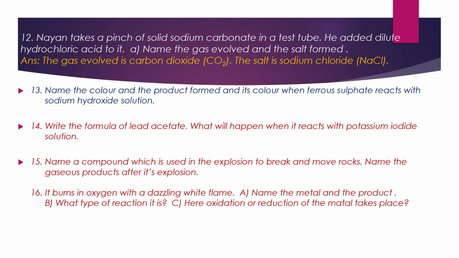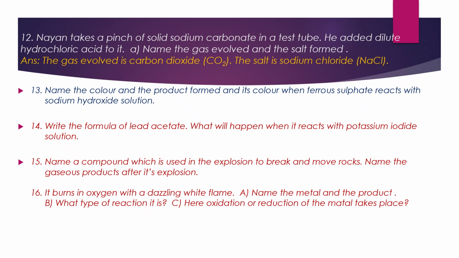Now the next slide has a question. Nayan takes a pinch of solid sodium carbonate in a test tube and adds dilute hydrochloric acid, HCl. Name the gas evolved and the salt formed. It is a very easy question. The gas evolved is carbon dioxide, and the salt is sodium chloride, NaCl, that will form. Next, you see, name the color and the product formed and its color when ferrous sulfate reacts with sodium hydroxide solution. Try to solve the question; the answer is there also.